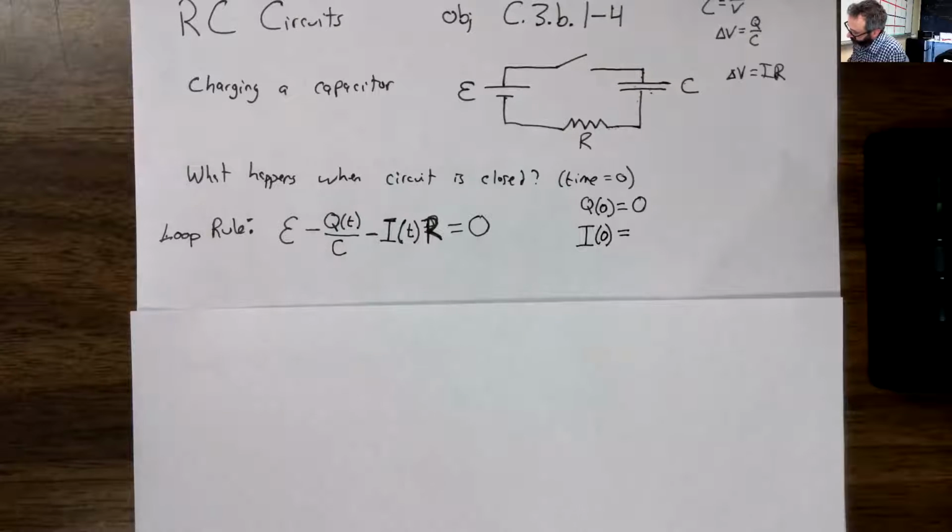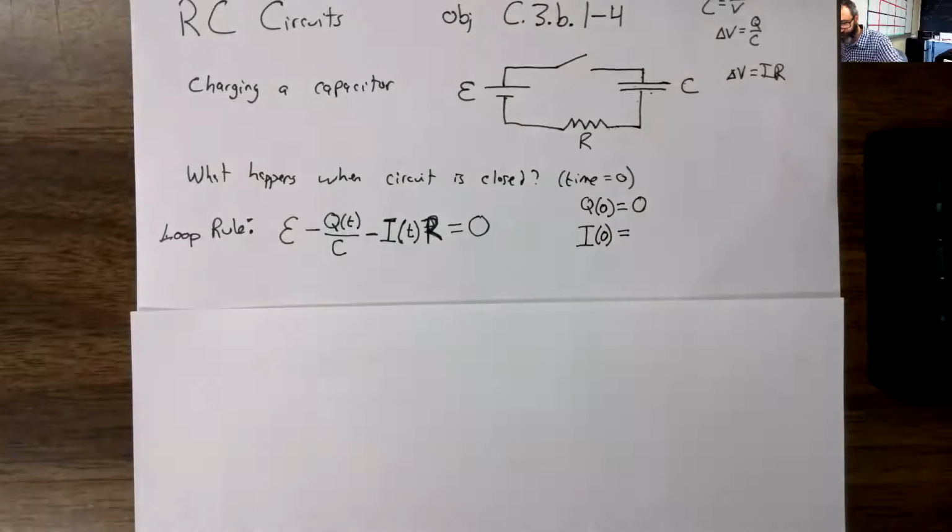Zero as well. Not according to this equation. So 0 before we close the switch, right? But as soon as we close the switch, we're going to have some charge flowing. Right, we're saying time equals 0 once the switch is closed.